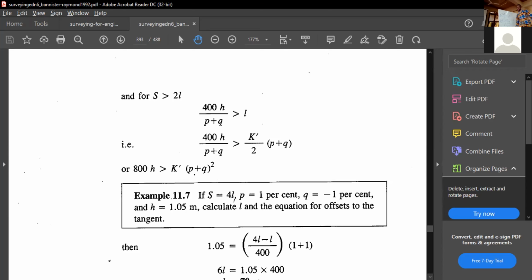Why is it the second case? That's a question to you, if you understand it. So I'm going to give you values. Tell me why it is the second case. So P equal to 1, Q equal to -1, and then you have H equal to 1.05 meters. Why can't it be 100 meters?